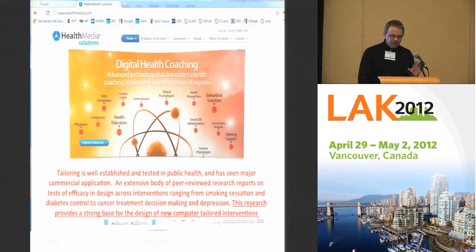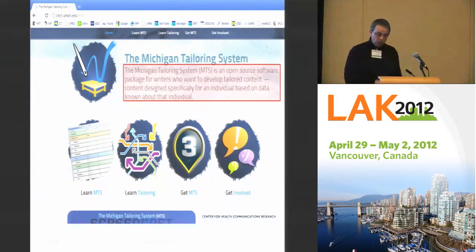It turns out a very big part of it was built at the University of Michigan. So we were fortunate enough to get to work with the people who had constructed this thing called the Michigan Tailoring System. And you can see in the box up there, the Michigan Tailoring System is an open source software package created for the public health community, that is, for writers who want to develop tailored content designed specifically for an individual based on data known about them. All right? This is in very wide use across the public health community. It's quite a mature product. It's not something that's just at the beginning.